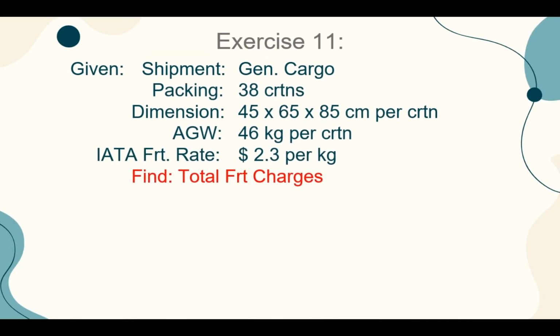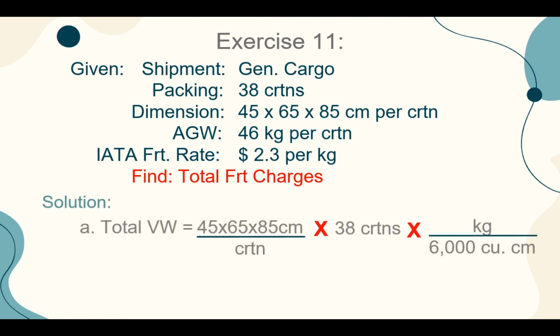So, let's have an exercise. Our shipment is general cargo. Yung packing nun ay 38 cartons with a dimension of 45 by 65 by 85 cm per carton. Our actual gross weight is equal to 45 kg per carton, and IATA freight rate is equal to $2.3 per kilogram. So, let's find the total freight charges. Our solution is, kunin muna natin yung volumetric weight.